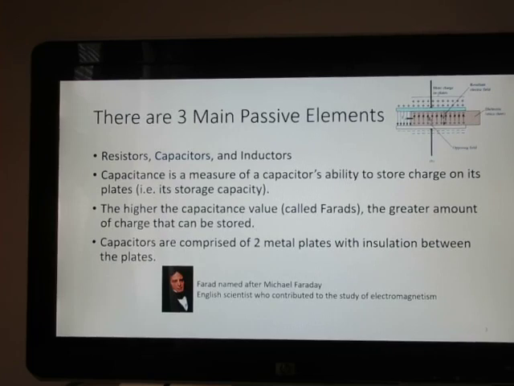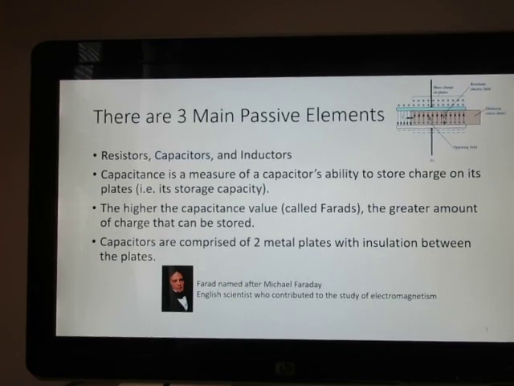The capacitor, we're going to start there. There's three main passive elements in electrical engineering: the resistors, capacitors, and inductors. Some may argue that also diodes should be included here, but that'll be discussed in another class. So a capacitor is a device that's comprised of two plates that charge up, and they store the charge. The units for this device is called a farad. The higher the value of farad, the more charge it can store.